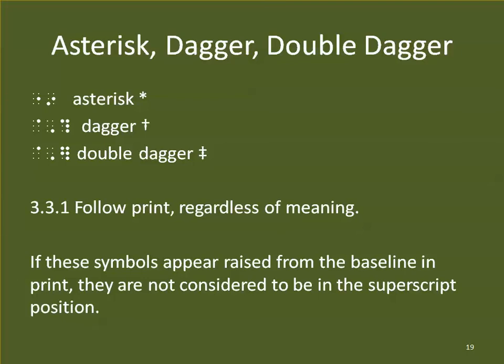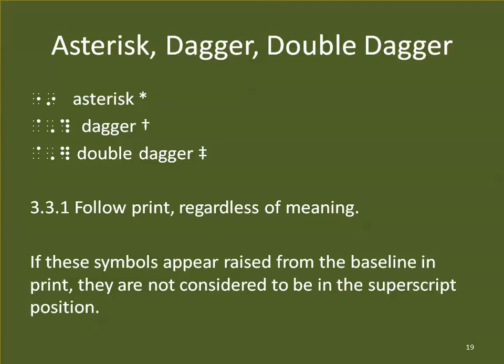We follow print regardless of what those mean. So wherever we see an asterisk, we're going to braille an asterisk. It doesn't look like anything else like it did in EBAE, so we have quite a bit of flexibility with this asterisk. I thought it was actually pretty cool how we could use it in places we never could before, and it still is very clear in UEB.